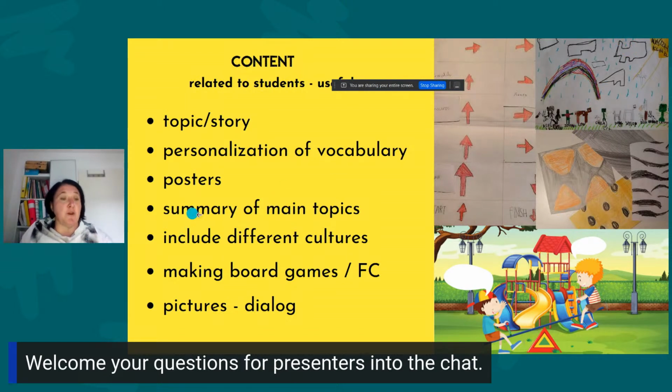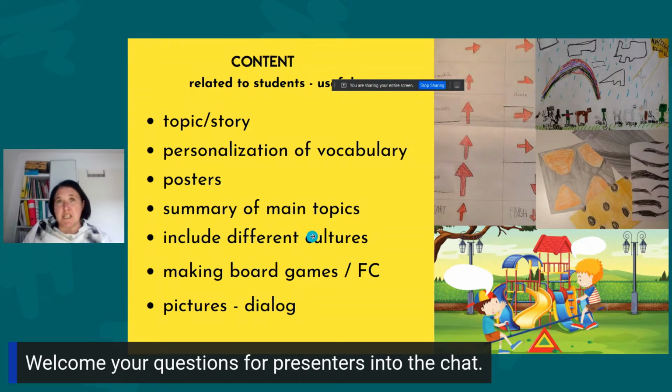They can also make a summary of the main topics. At the end of one topic, a few students can write down the words they have learned and all the things, putting everything they have learned together, and then we can just make a copy. So these are all things that they are active in, and we as teachers don't have so much work.